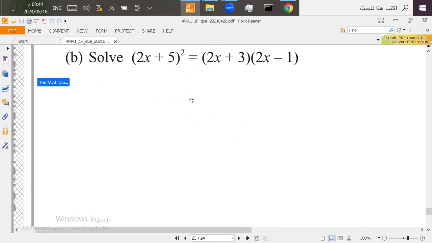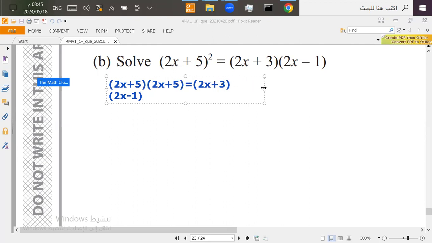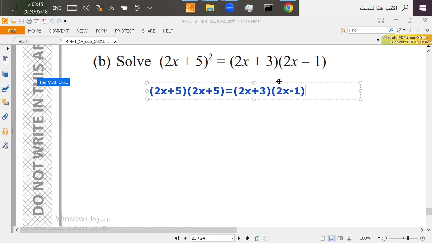Solving, let's take a look. We have double brackets here or two brackets, and we have a bracket which is squared. Now, first we write the bracket which is squared like this. So it's 2x plus 5, close bracket, and then multiplied by 2x plus 5, close bracket. So first, this one means this, 2x plus 5, 2x plus 5. And then equals, open bracket, 2x plus 3, close bracket, open another one, 2x minus 1, close bracket. Now, after writing the question like this, I'm going to start expanding.